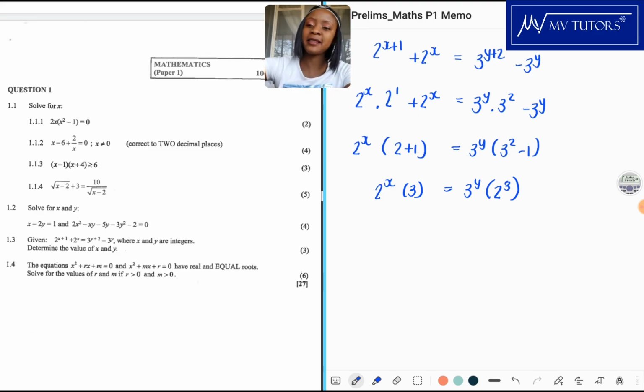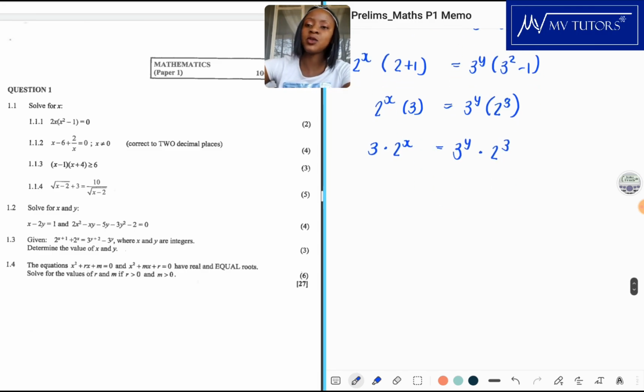So let me just put the 3 in front: 3 times 2 to the power x, and then I have 3 to the y times 2 to the power 3. Now I have similar bases, so I can make the ones with the same base equal and then solve for x and y. We can check our answer afterwards.